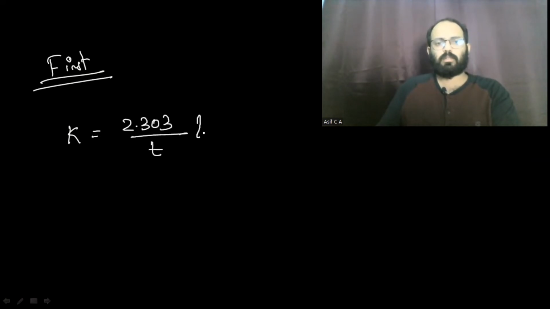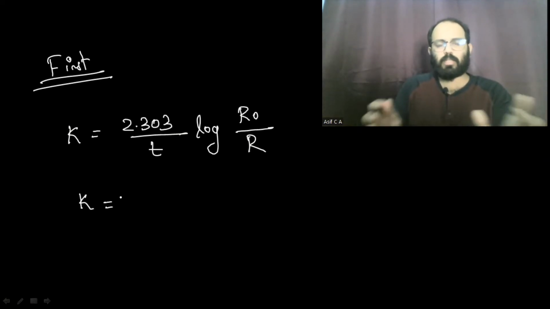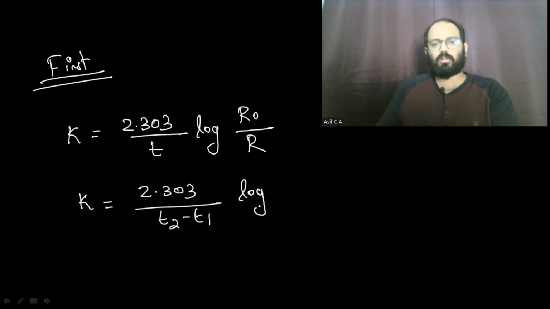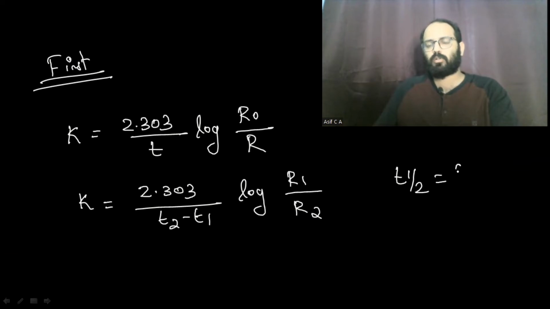Then if you go with the first order, the integrated rate equation is k is equal to 2.303 by t log r naught by r. R naught is initial concentration, r is final concentration. If it is between two intervals and they ask for the rate constant, 2.303 by t2 minus t1 log r1 by r2. Okay? T half is equal to 0.693 by k.